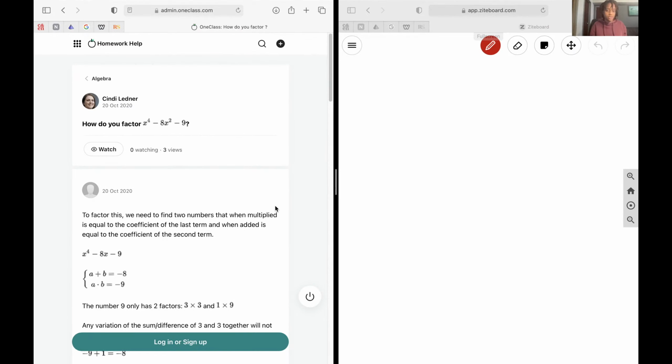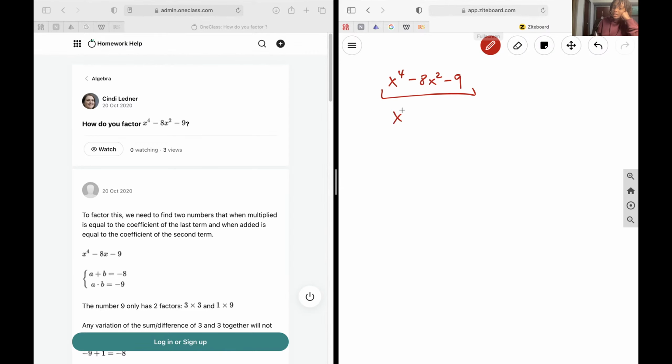Okay, so for our first question, we'd like to figure out how to factor this expression. We have been given x to the power of 4 minus 8x squared minus 9. How we're going to deal with this is we're going to set this as a quadratic, because you know how to deal with quadratics.